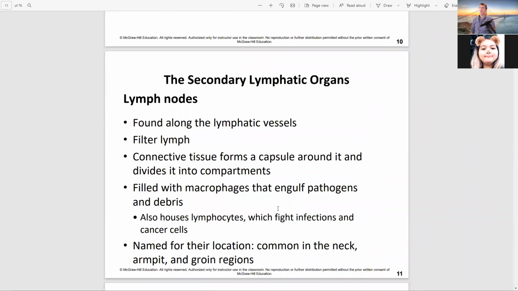And then the lymph nodes are found along the lymphatic vessels. They filter lymph. There's connective tissue that forms a capsule around it and divides it into compartments. It's filled with macrophages that engulf pathogens and debris. And it also houses lymphocytes, which fight infections and cancer cells. And they're usually named for their location. So they're common in the neck, armpit, and the groin regions.